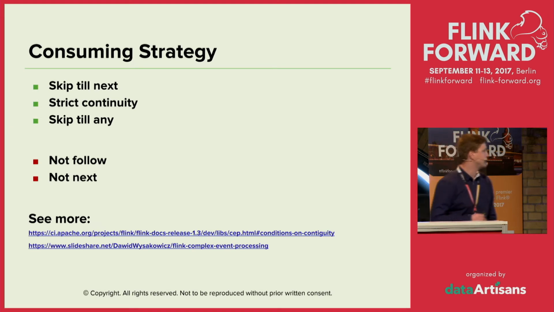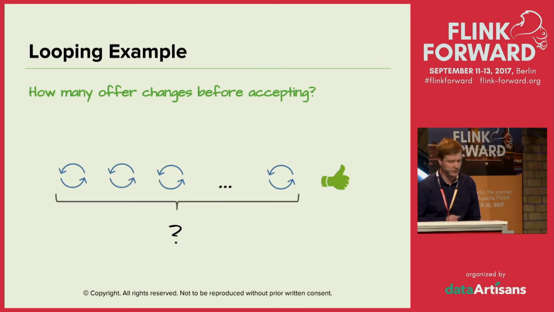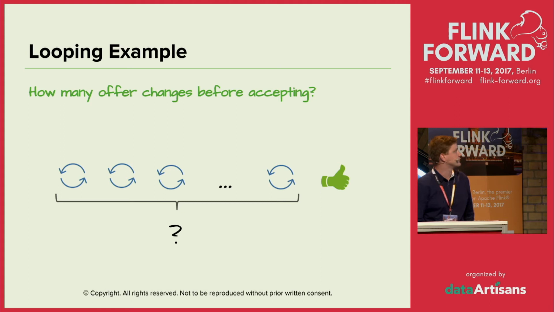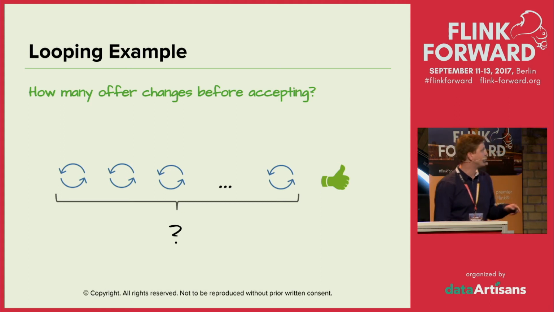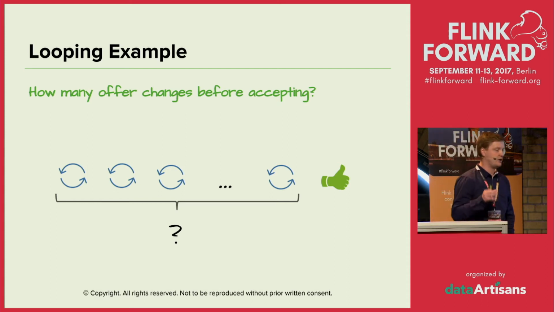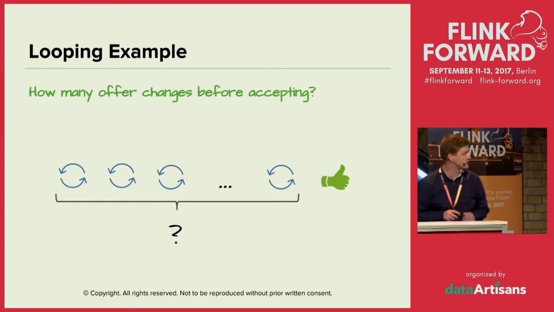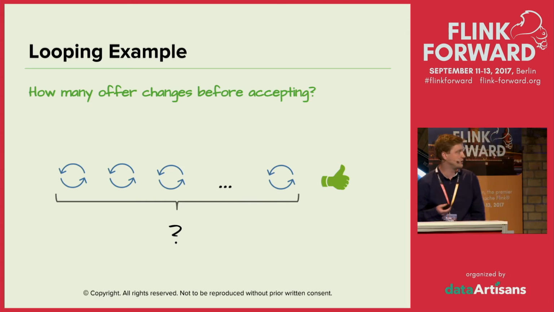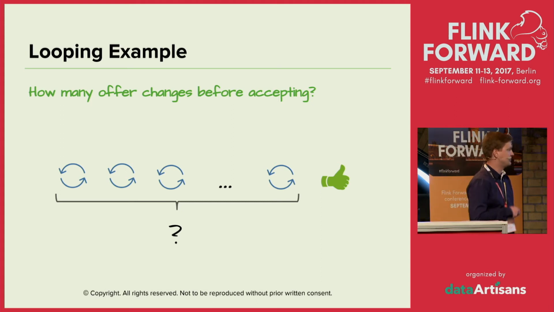Of course, there are a few more. I think Kostas yesterday mentioned all of them, so you can watch his videos or just read the documentation on that topic. But right now, I also want to quickly introduce another cool feature that we introduced in CEP library 1.3. So imagine we don't know beforehand how many times a particular type of event can occur in our sequence. For example, we want to gather all changes in our offer, but we don't know beforehand how many of those there will be in our stream.